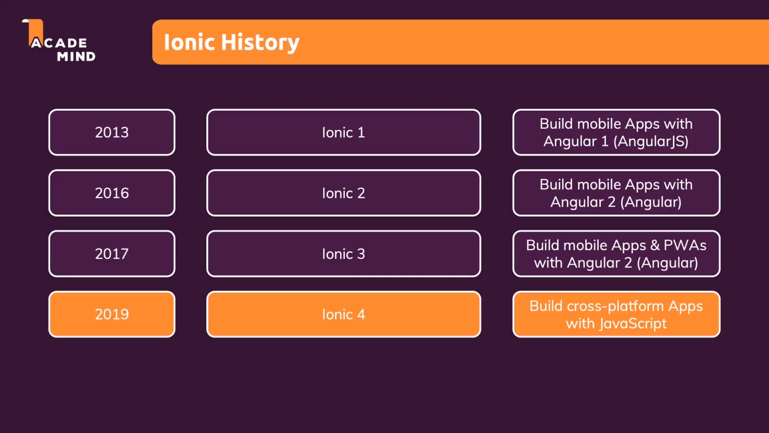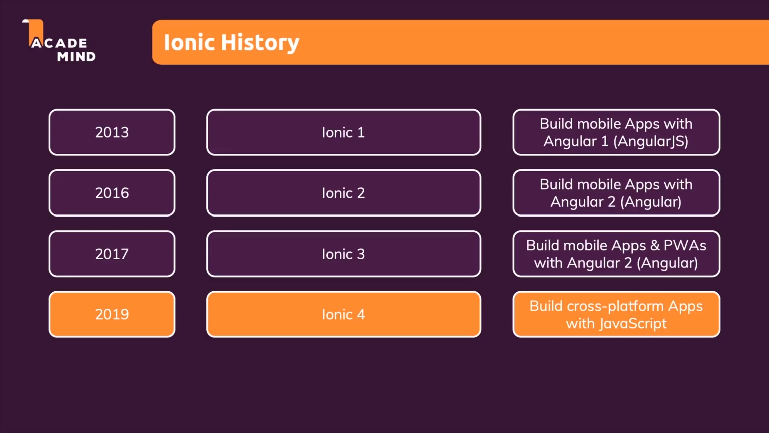Prior to Ionic 4, it was an Angular component framework. All those components were built with Angular. Now they were built with native web standards, so with the web component specification, with vanilla JavaScript, and therefore this was the first time Ionic components worked with every framework.